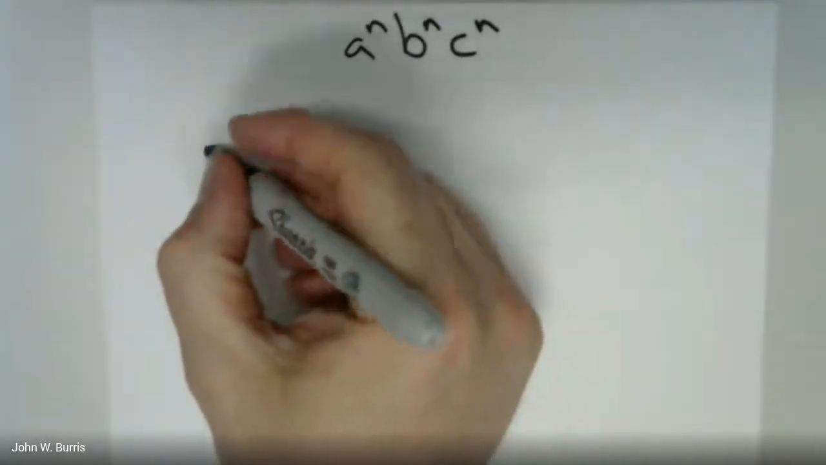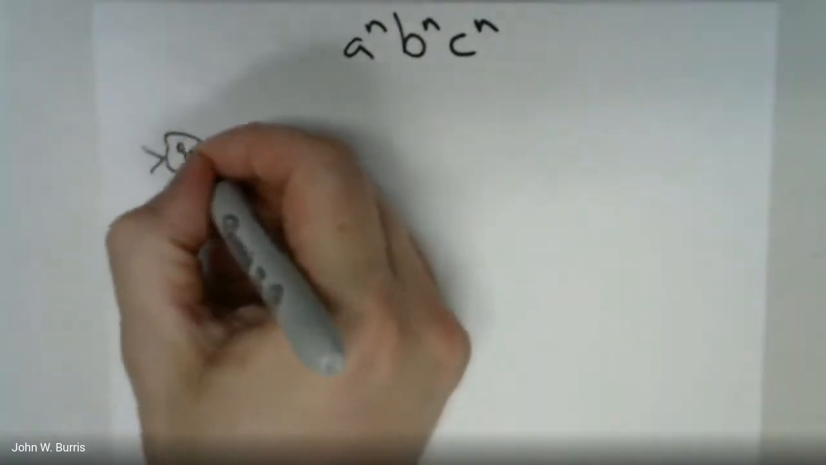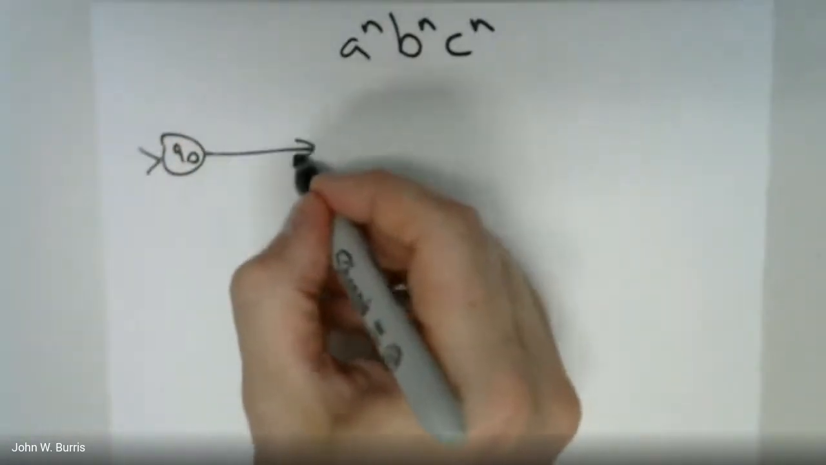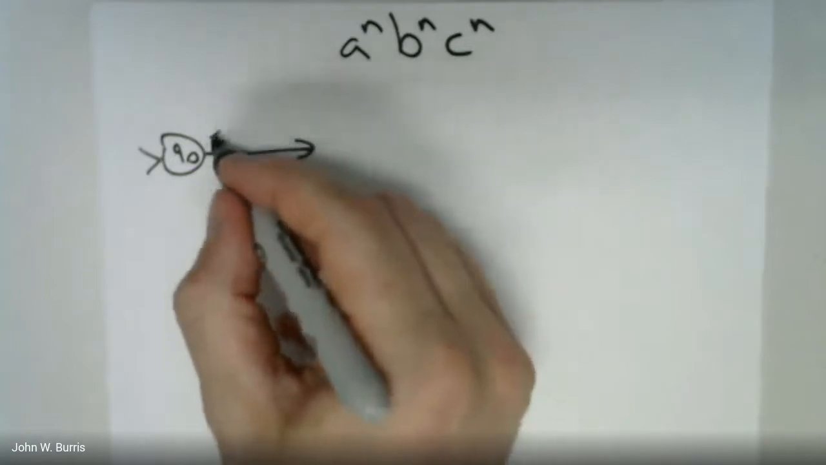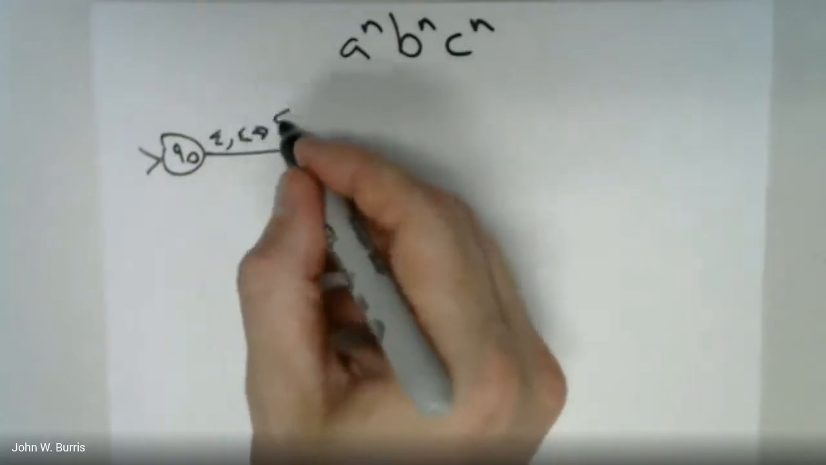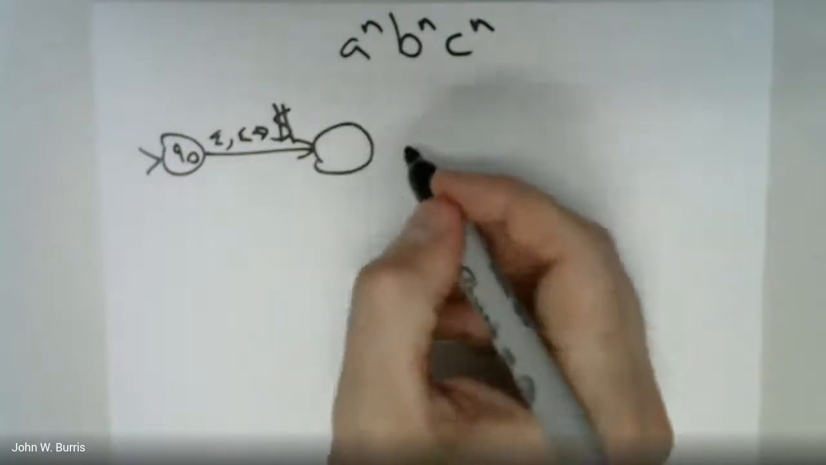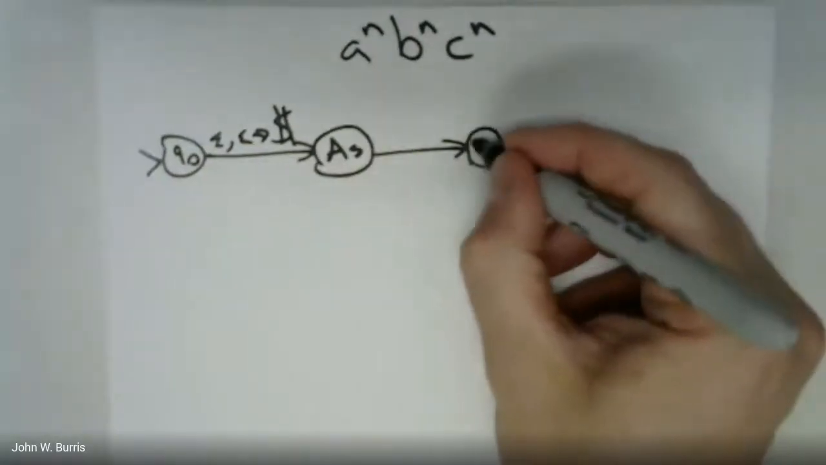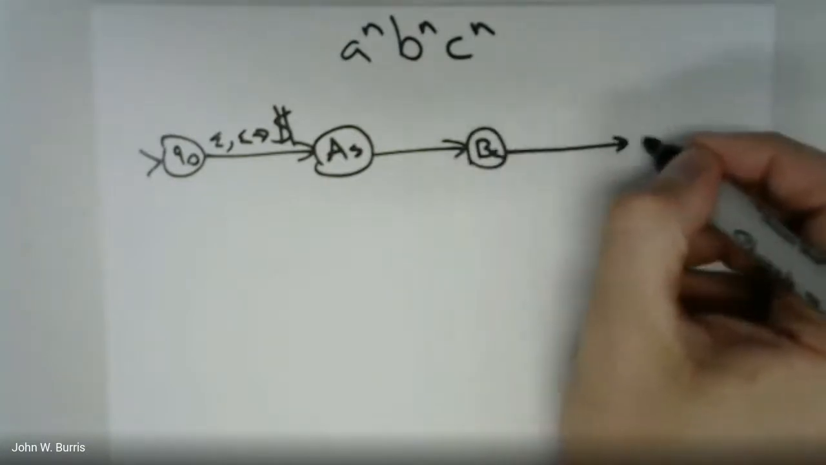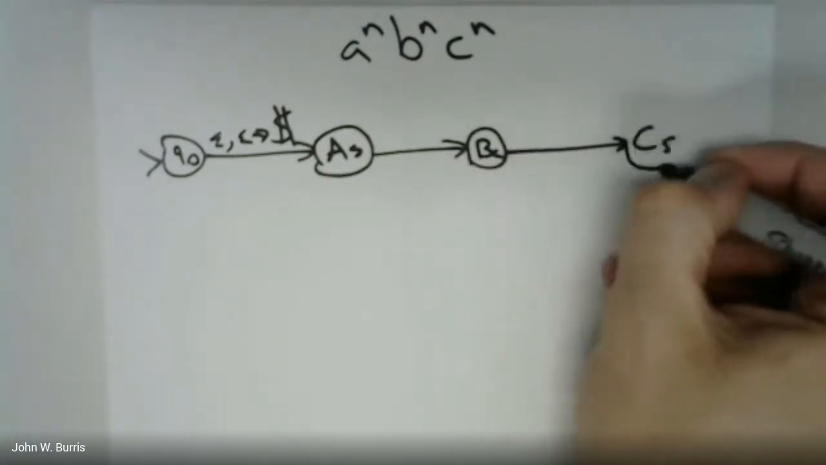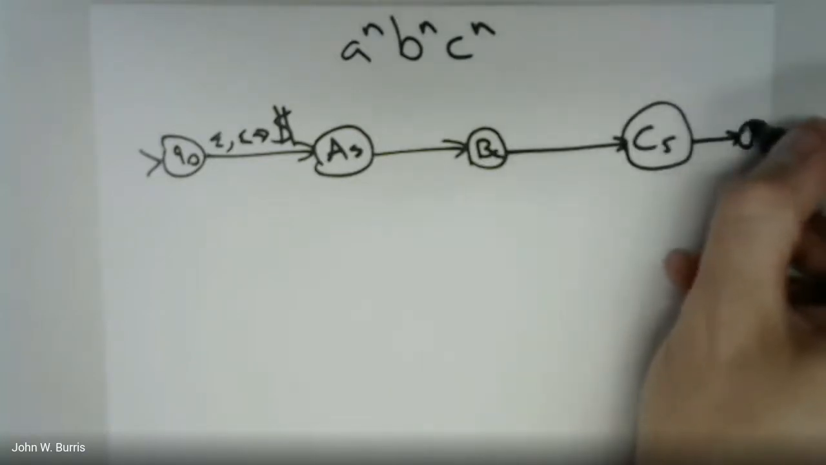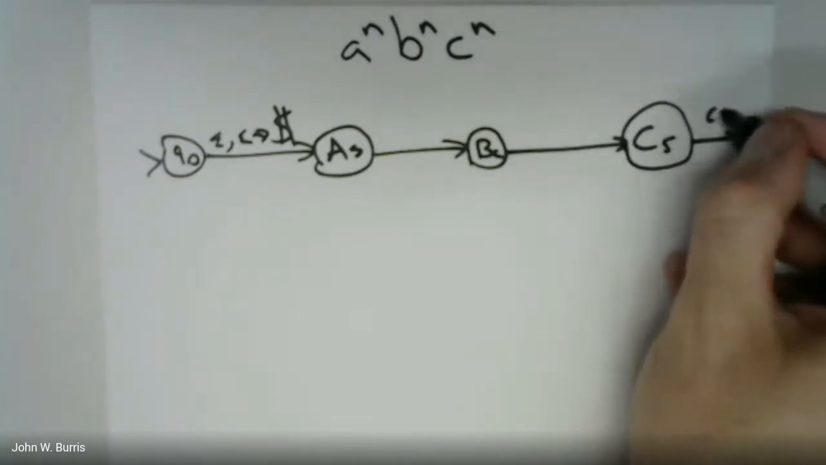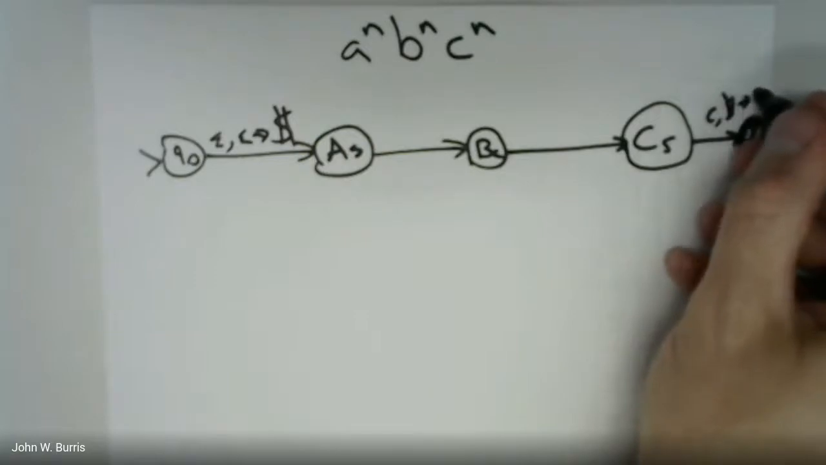CFG, I couldn't get it to work. The PDA, let's think about it. We start off here with Q0. We can put our empty the stack, bottom of the stack marker, right here. All right. I'm going to call this one A's, this one B's, and this one C's. This will go to our final state here, where we have our bottom of stack marker coming off.